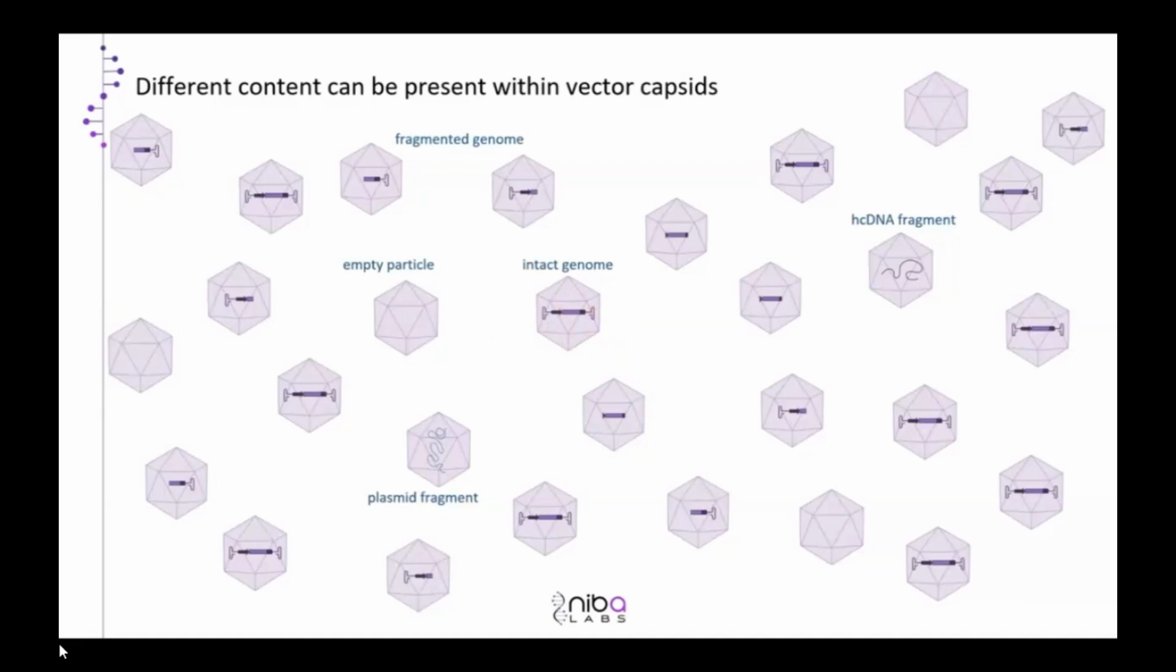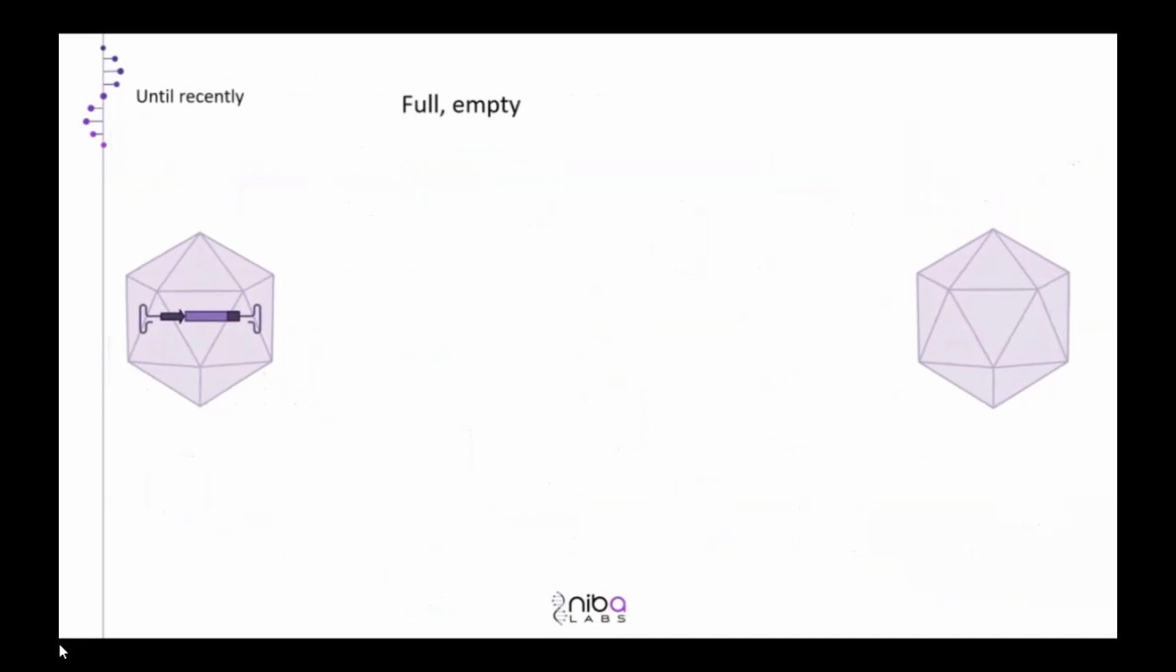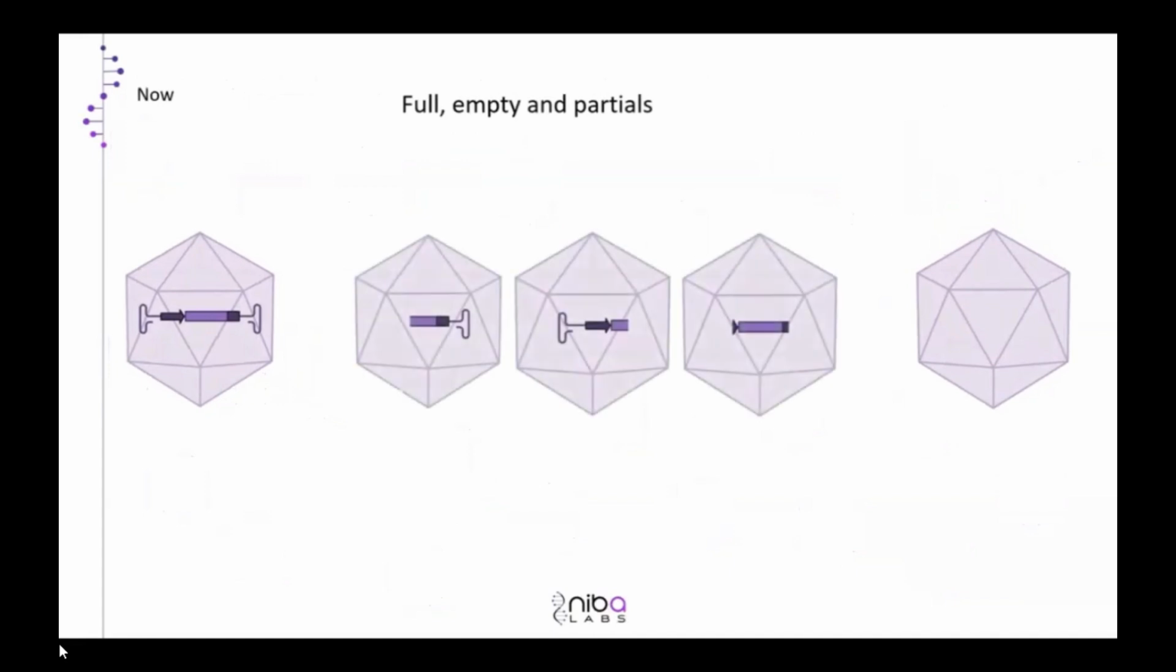And actually, until recently, let's say a year or two ago, the focus on the capsid content was to identify full and empty capsids as such. Then recently, we came to the idea that there are also so-called partial particles that include some fragments and appear somewhere between the full and empty ones.